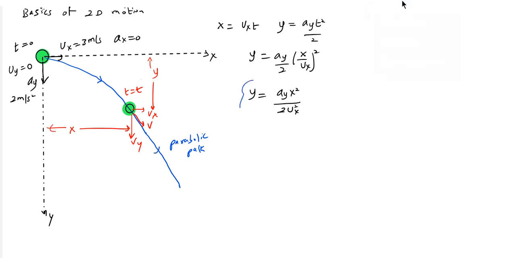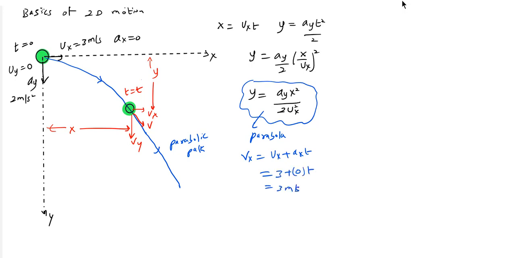Okay, this is our primary equation. This equation represents a parabola, so a parabolic path. Then how to calculate the velocity of the particle at any time? The velocity should be equal to ux plus ax into t. What is the value of ux now? ux we assume to be 3. Ax is 0 into time, so 3 meters per second.